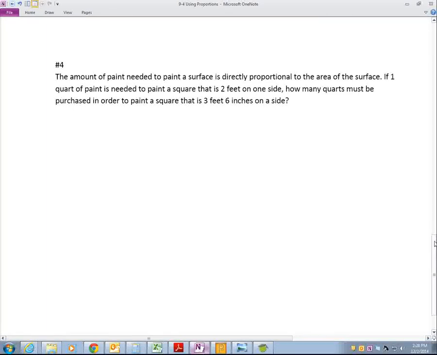Now we have number 4. There's supposed to be a question there, I think, but I left it out accidentally, not on purpose. The amount of paint needed to paint a surface is directly proportional to the area of the surface. So we have two concepts here. We have a surface, and we have paint.